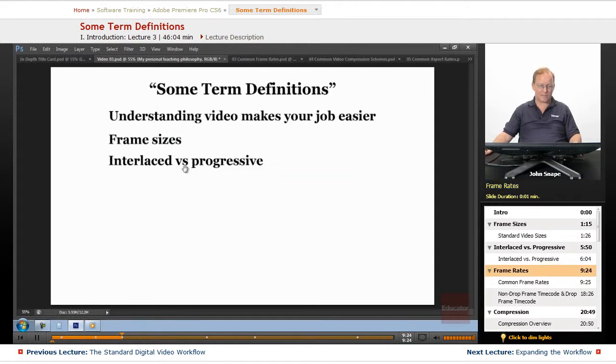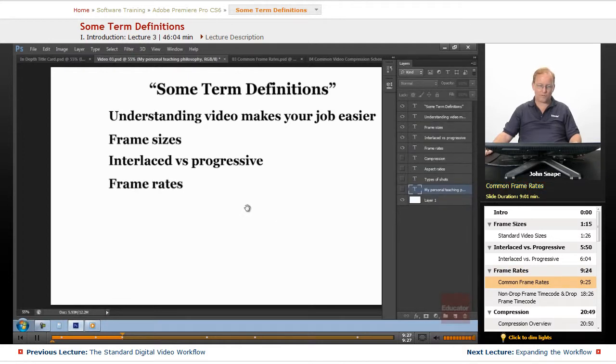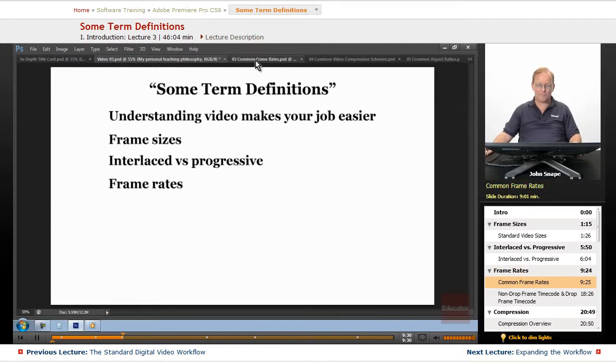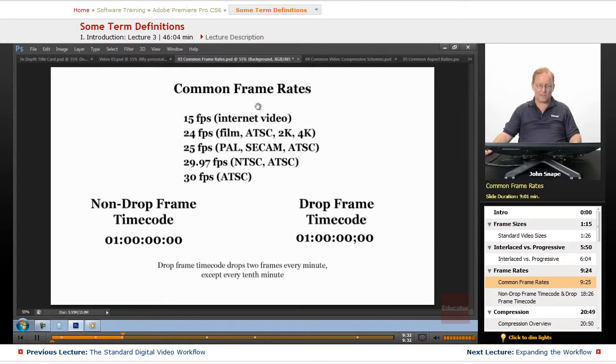Now the next thing we want to go over are frame rates. There are some common frame rates on video. 15 frames a second for internet video is usually for animation, like Flash animation. It can go anywhere from 5 to 15 frames a second. And people are used to having that low of a frame rate on animation. If you use regular video at 15 frames a second, it wouldn't look natural. It would look odd just because there's so few frames.